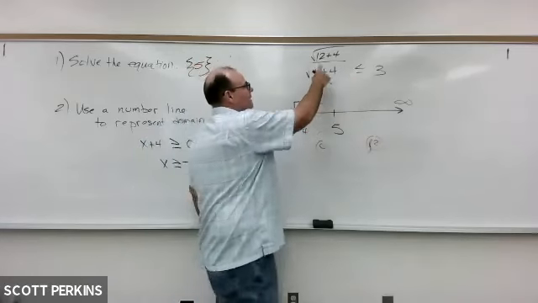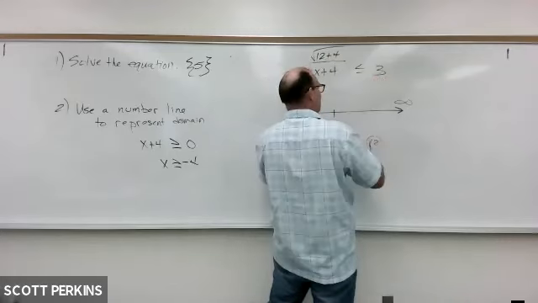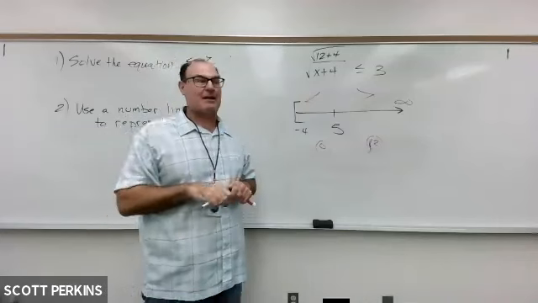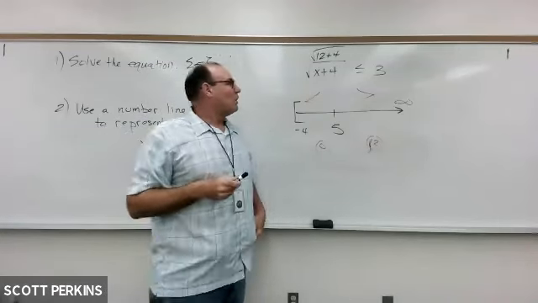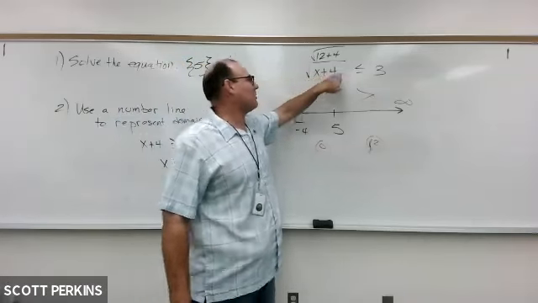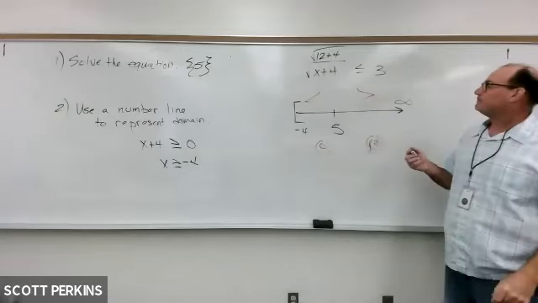Okay, so I put 12 plus 4 is 16. Square root of 16 is 4. 4 is bigger than 3. Again, does everyone agree with that conclusion? Did anybody get a different conclusion that we should talk about? Okay, so the problem I asked you to solve was, when is the square root of x plus 4 less than or equal to 3? So again, is that the left interval or the right interval?